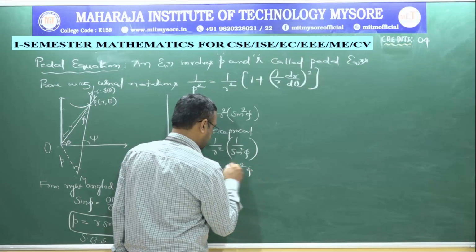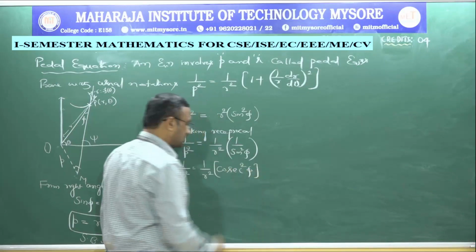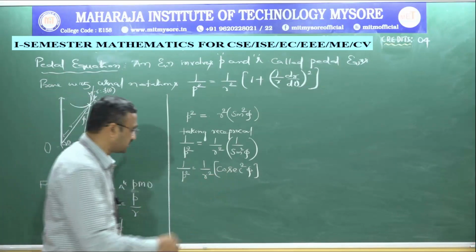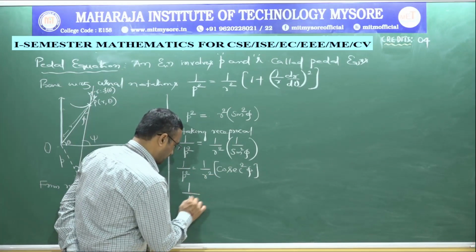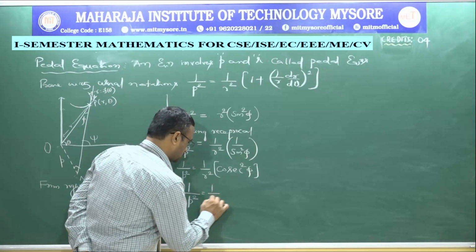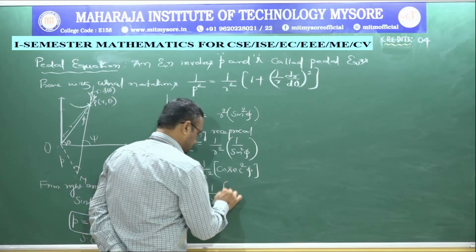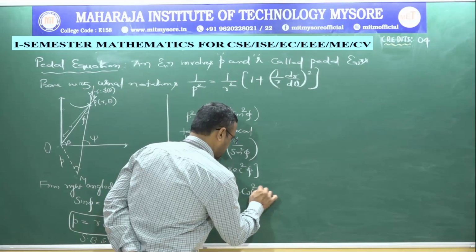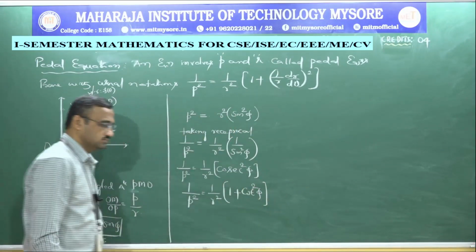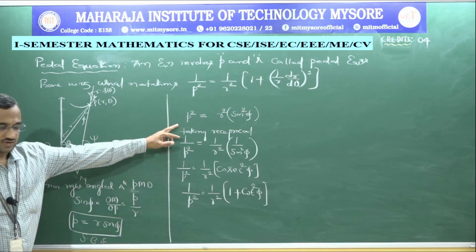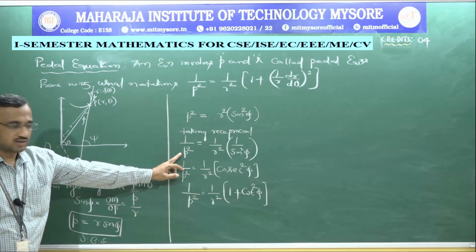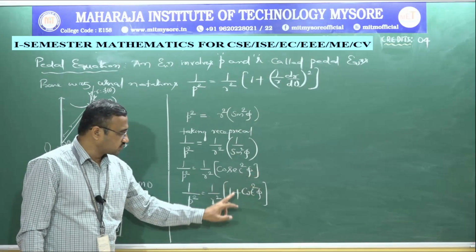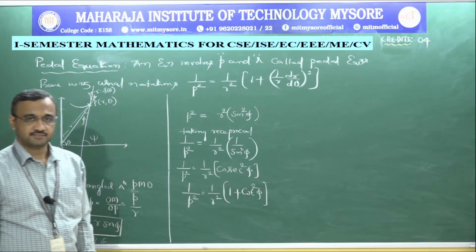cosecant square phi. So using the trigonometric relation, I'm going to write down cosecant square in terms of cot. That is 1 by P square equal to 1 by R square into 1 plus cot square phi. This is clear. First you square, then take the reciprocal, then 1 by sine square is written as cosecant square. The cosecant square is 1 plus cot square.